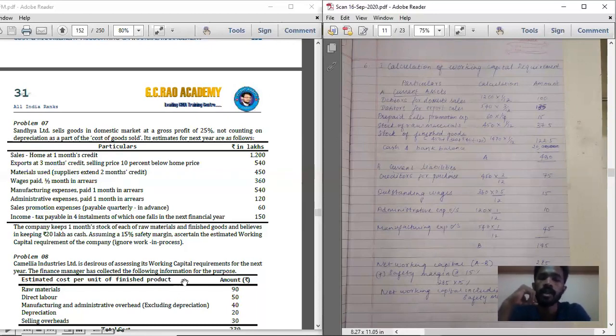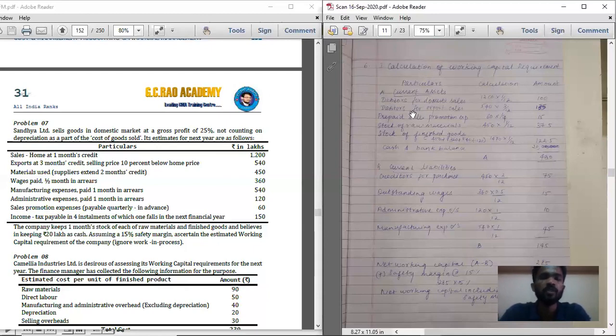first put debtors for domestic sales. See, here in point number 1 they have given sales at home at 1 month credit. So 1200 you are giving on 1 month credit. So debtors for domestic sales is 1200 into 1 divided by 12, that is 100. In the calculation column, put 1200 into 1 by 12. In the amount column, put 100.